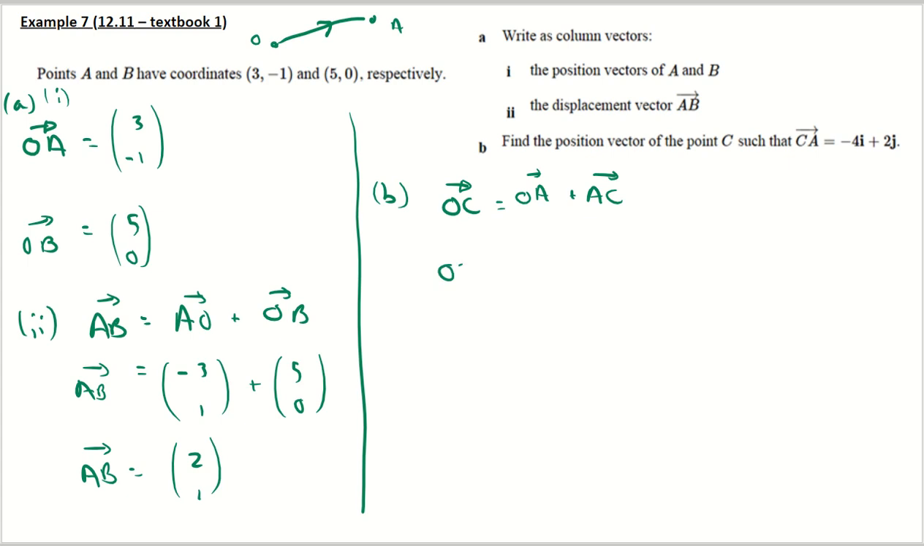So that means O to C will now be 3, negative 1, plus, so if this is CA, so it's I then J, so it's in the correct order, so it's now going to be positive 4 and negative 2. So that means O to C as a position vector will be 7 and negative 3. Okay, nice and straightforward.